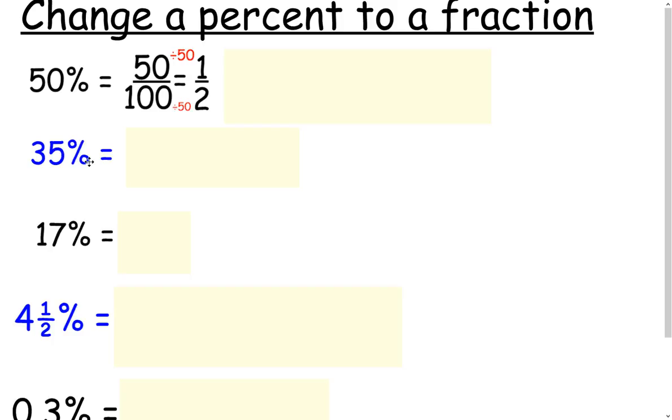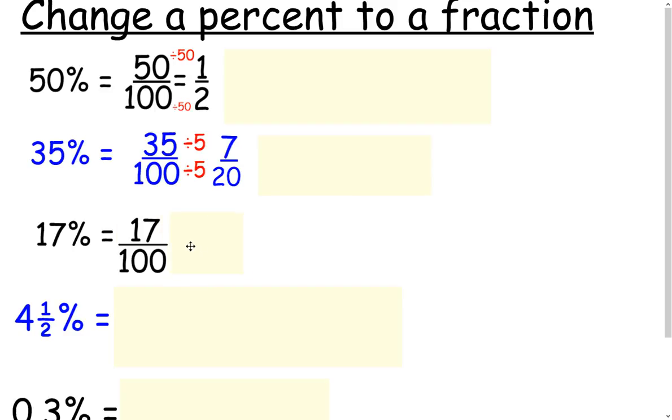35%. Here's our 100 that we're going to put in the denominator. See, that slash actually kind of reminds you that you're dividing. So you get 35 over 100. We can divide the top and bottom by 5, and you end up with 7 over 20. 17 over 100. It doesn't reduce. There's nothing else that's going to go in there.